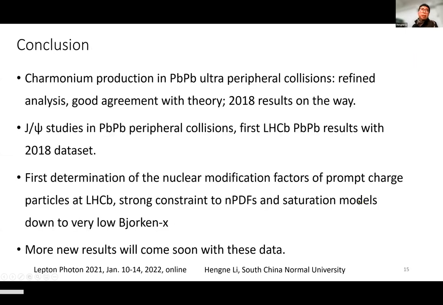All right, coming to the conclusion. Basically, we are doing three analyses: hadronic production in ultraperipheral collisions of lead, which is a refined analysis with good agreement with theory, and the 2018 dataset results are on the way. And also the J/psi study in the peripheral collisions of lead. This is the first lead result of the 2018 dataset, and also the first determination of nuclear modification factors using the charged tracks or prompt charged particles at LHCb. So this clearly shows very strong constraint to nuclear PDFs, and more new results are coming. Thank you.